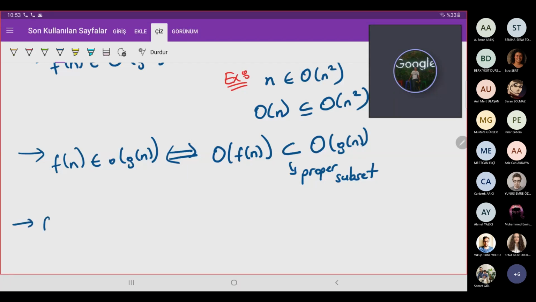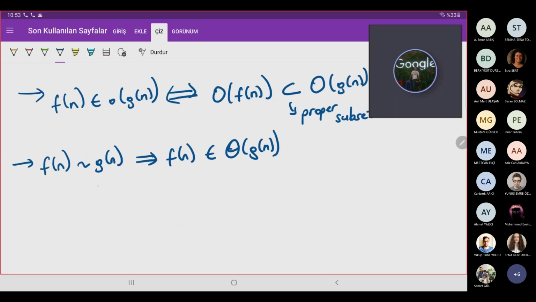Fn is tilde Gn. If Fn is tilde Gn, then Fn is also theta Gn, because remember, tilde is a special case of theta, where it's exactly, even the constants are also equal to each other. That's why, but it's not the other way around. It's just this way. The reverse does not need to be true. It need not always hold.